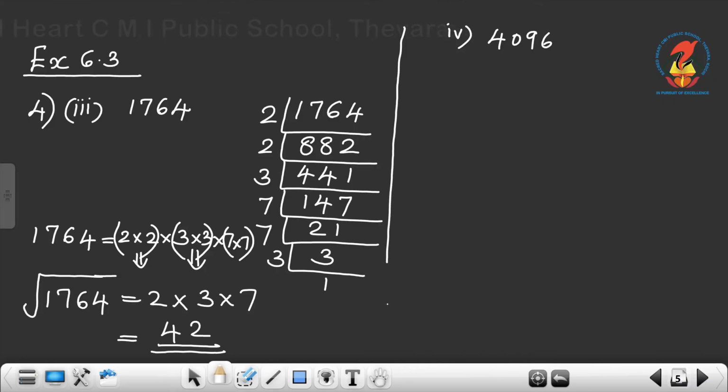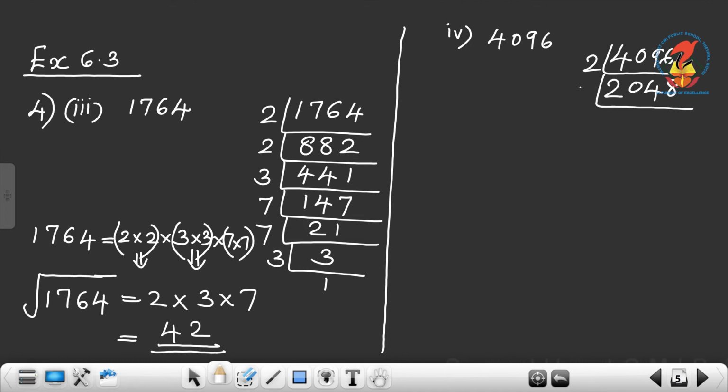Now the next question. Find the square root of 4096. 4096 is an even number, so we can start the division with 2. 2 2s are 4, 0, 2 4s are 8, 2 8s are 16, again with the 2, 1 time 0, 4, then with the 2, 512, then with the 2.